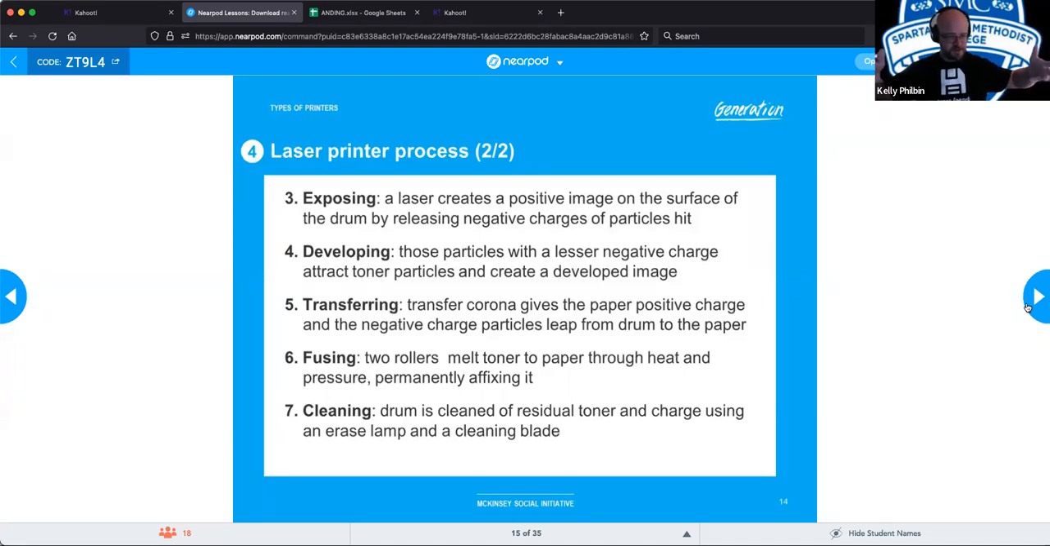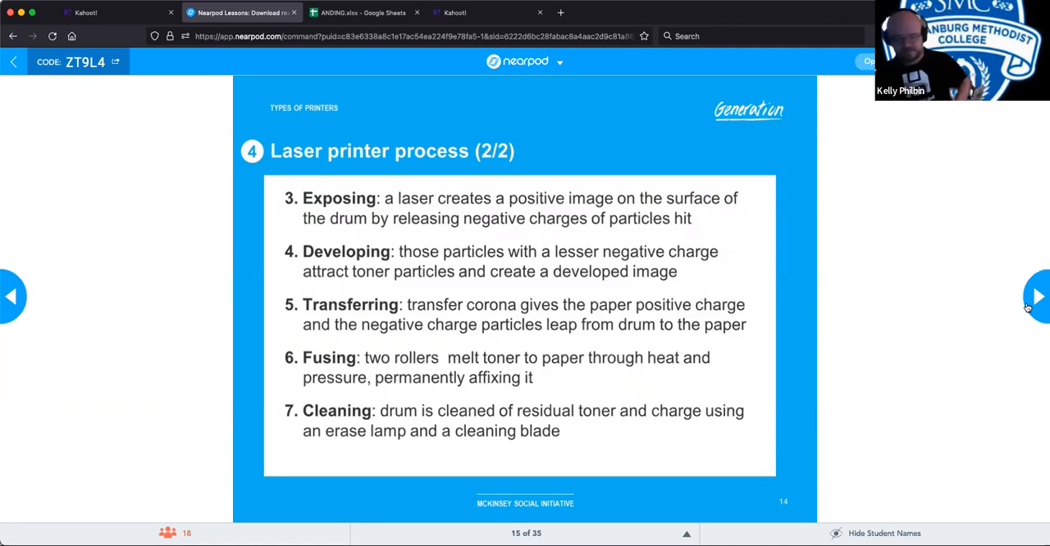Are you with me so far? So we've processed our image. We've created a universal negative charge of negative 1,000 volts. Now we're etching the image of the page we want to print onto our drum, wherever the laser hits, decreasing the voltage from about negative 1,000 to about negative 100.